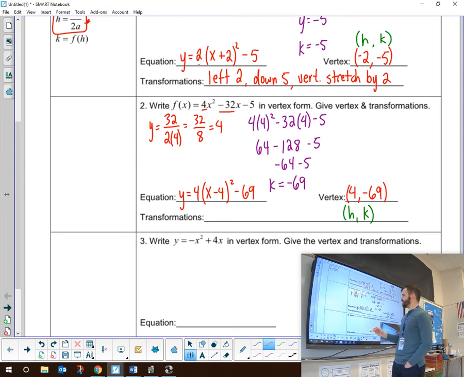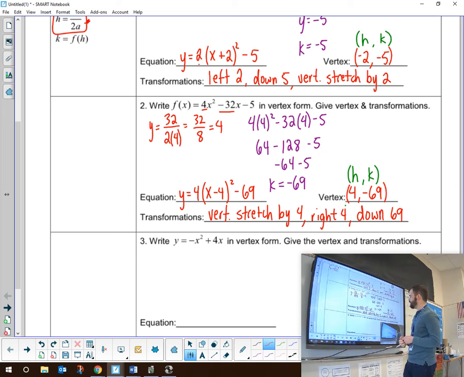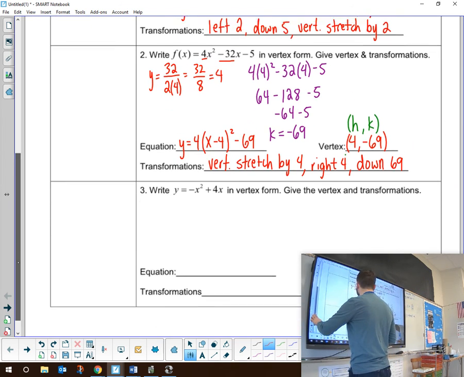So what are my transformations? Well, with my a, we're going to have a vertical stretch by 4. With my h, we're going to go to the right 4, because remember it's opposite of what's inside the equation, so we're going to go to the right 4. And my k, we're going to go down 69. Okay? All right, now let's go to number 3.